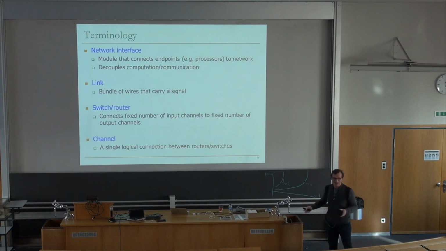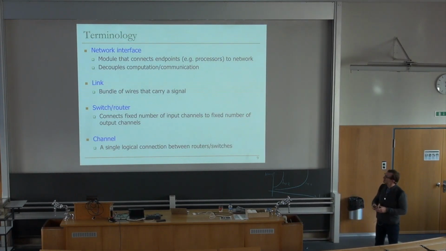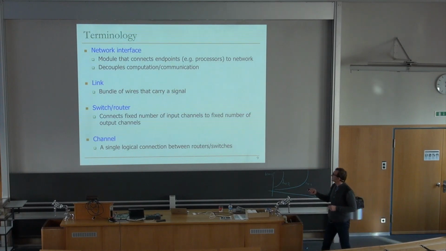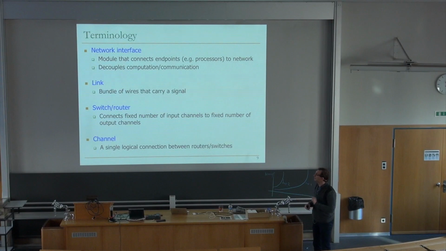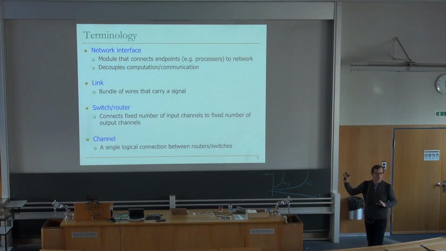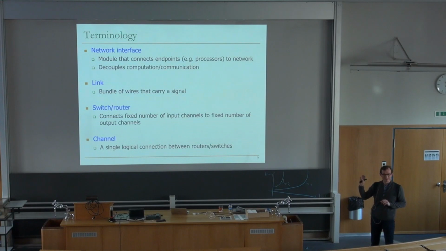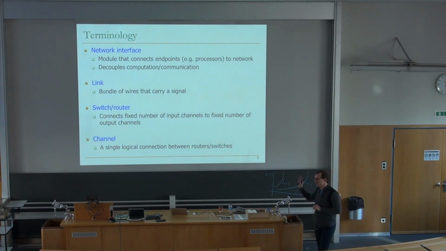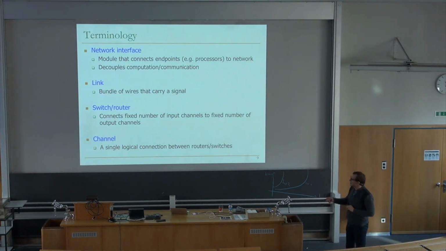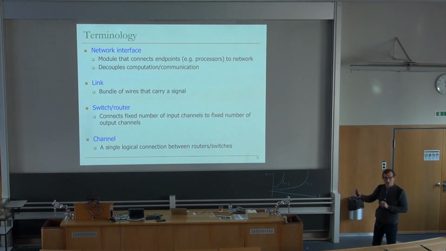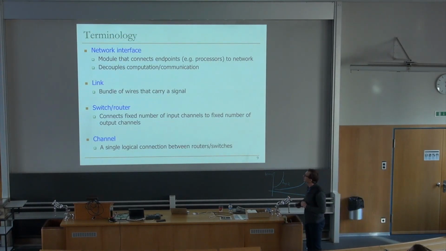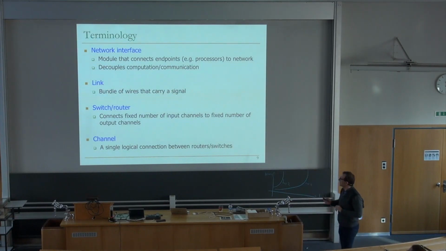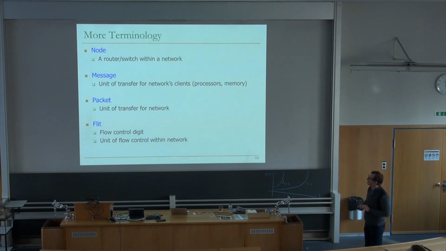Link is a bundle of wires that carry a signal. Hopefully this is obvious. Switch and router connects a fixed number of input channels to a fixed number of output channels. Essentially, switch and router is the thing that routes the messages from one place to another place. And you may have many, many switches. Hopefully these are simple. Has anybody taken a networking course? Okay, that's good. So you've seen this terminology in some form at least, although sometimes the terminology differs. Okay, and channel is a single logical connection between routers and switches. So you can have a channel between one router and another router. So we'll see some of these, and the papers that you are reading cover some of this also.